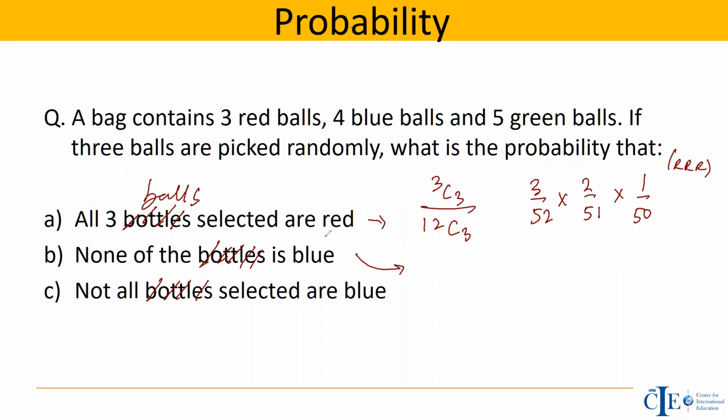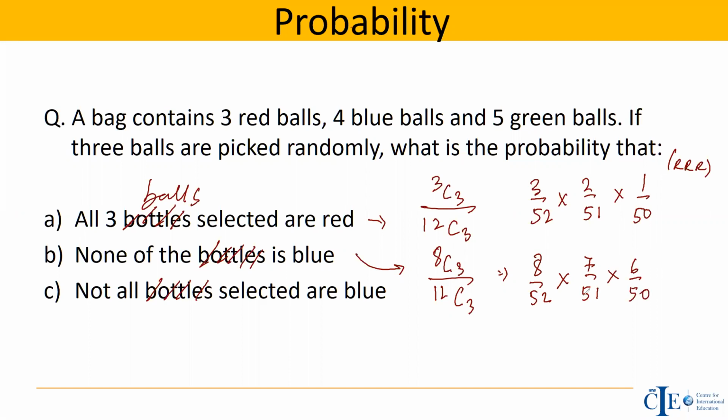No blue ball is selected. If there is no blue ball, remove all the blues. It could be just a combination of green or red, so a total of 8. So 8C3, pick any, doesn't matter, over 12C3, which in this case would be the same as 8 upon 12 into 7 upon 11 into 6 upon 10.